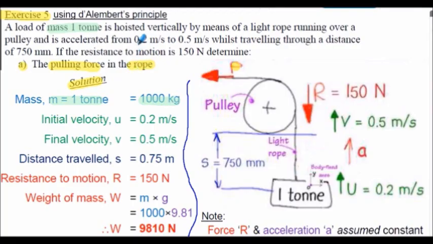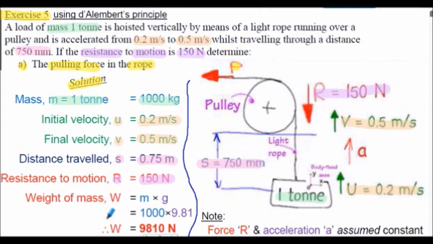We know that the load is accelerated from an initial velocity u of 0.2 meters per second to the final velocity v of 0.5 meters per second. The distance travelled vertically by the load, s, is 0.75 meters. There's a constant resisting force to the motion of 150 newtons, so label that as R, 150 newtons. In the diagram here, I've extracted all the information from the question: the mass of the load, the initial and the final velocities, the distance travelled, and the resisting force.